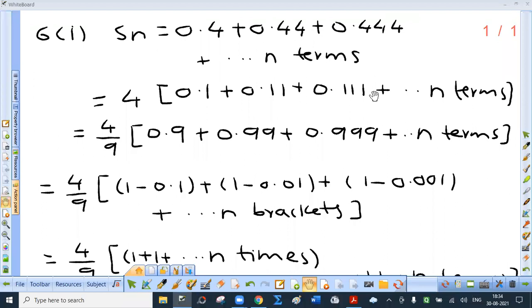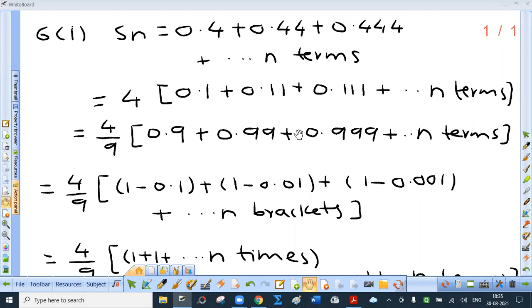Sum number 6, find the sum to n terms. This type is also important. 0.4 plus 0.44 plus 0.444 to n terms. Again, these terms are neither in AP nor in GP. So we have to make some arrangements. Take 4 common. Are these terms in AP or GP? No. Take 1 by 9 common to get these. Again, are these terms in AP or GP?